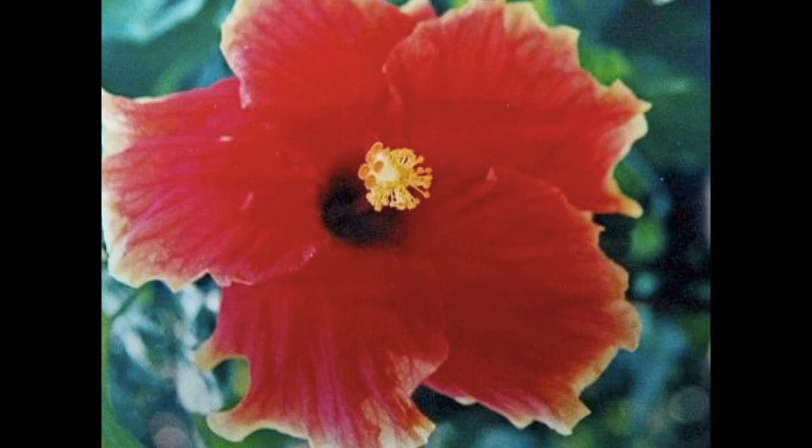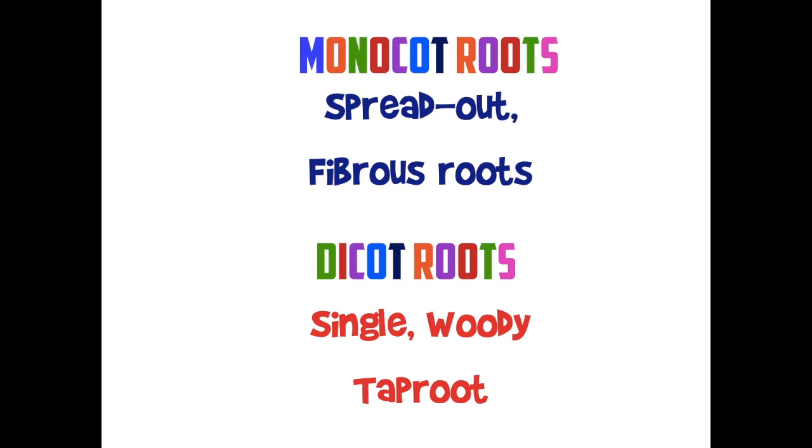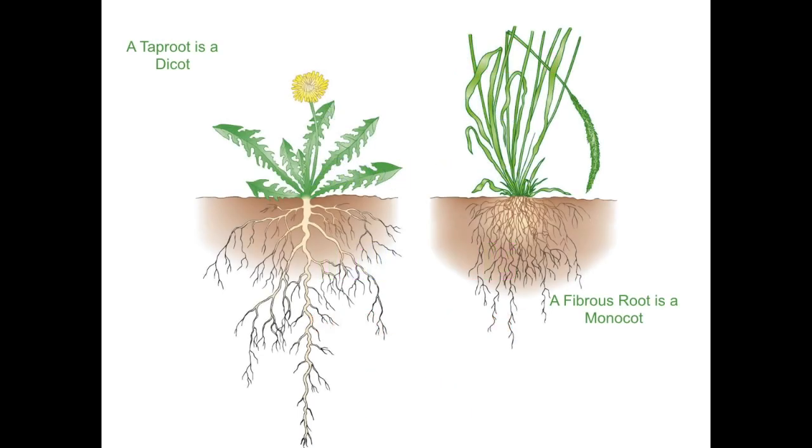So this would be a dicot. Now let's talk about the monocot roots and dicot roots. Monocot roots spread out. They are called fibrous roots, while dicot roots have a single woody taproot like a carrot. Let's take a look at a picture. On the left, the dandelion has a strong woody taproot. If you ever pulled out a dandelion, it has a thick woody taproot.